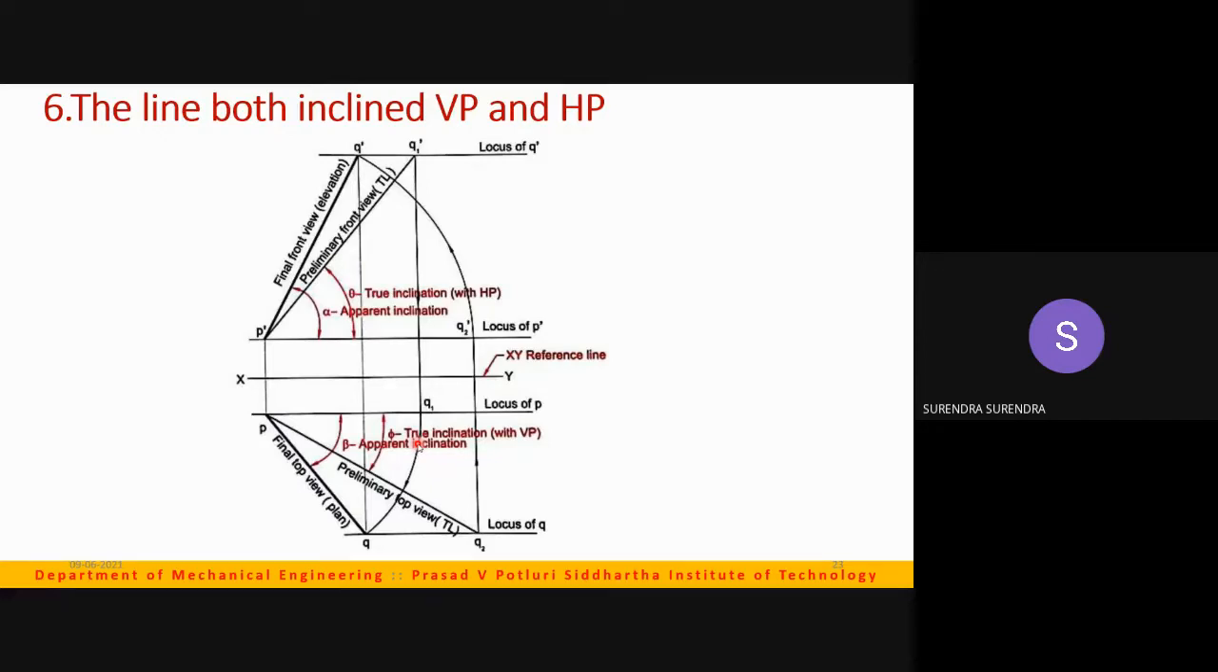And what are theta and phi? Theta is the inclination of the line with the horizontal plane, and phi is the inclination of the line with the vertical plane. Remember, for theta and phi, we term it the inclination with respect to the horizontal plane and vertical plane. For alpha and beta, we term it the inclination of the front view with XY and the inclination of the top view with XY. We will not represent it with respect to HP or VP. Apparent inclination is always with XY only, not with respect to HP or VP.